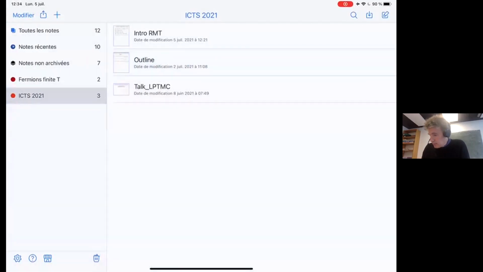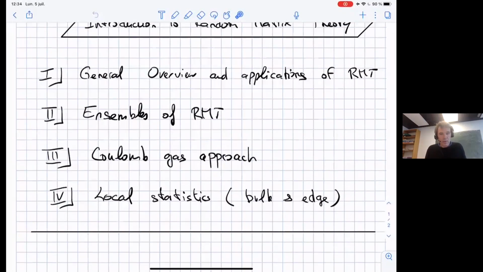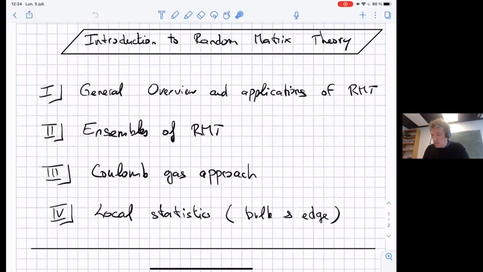So let's start with these first lectures, probably two of them, as I said. That's the outline of these first two lectures on random matrix theory, which is usually called RMT. I will start with a general overview and show you some applications briefly. I will not enter into the details, but just set up a little bit, to tell you where it comes from and what the main questions in this topic are.